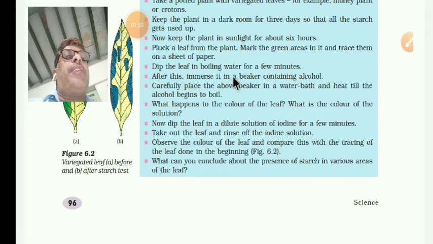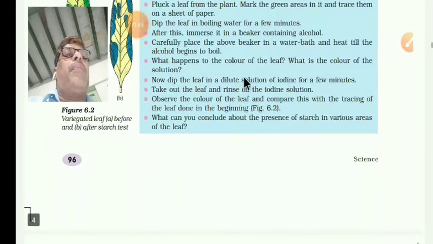After this, immerse it in a beaker containing alcohol. Then after the boiling, you have to dip. Immerse means just dipping, rinsing in the beaker containing alcohol. Carefully place the beaker in a water bath and heat till the alcohol begins to boil. So then you have to go for boiling.